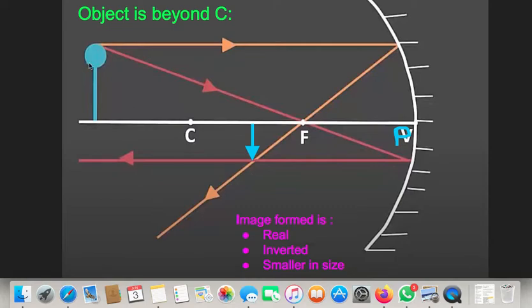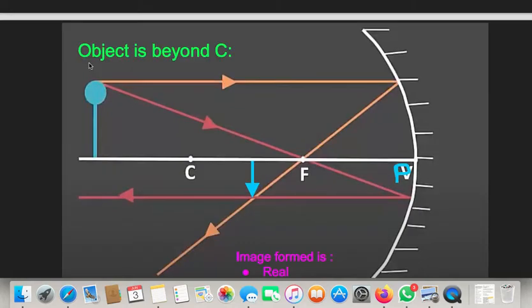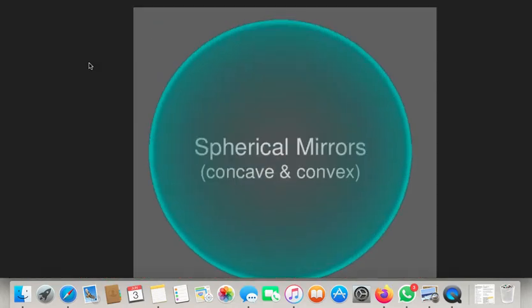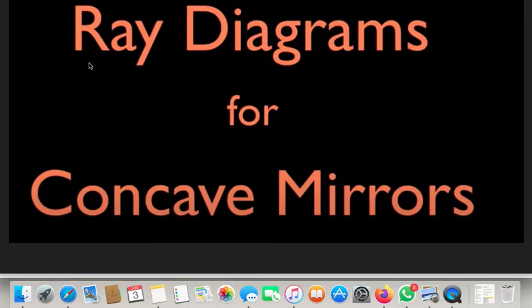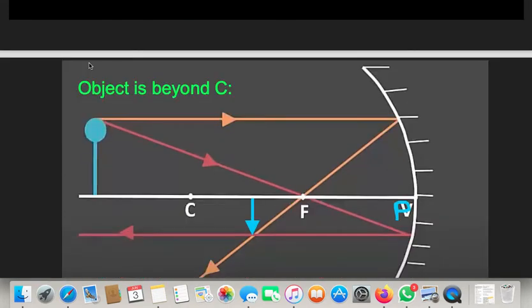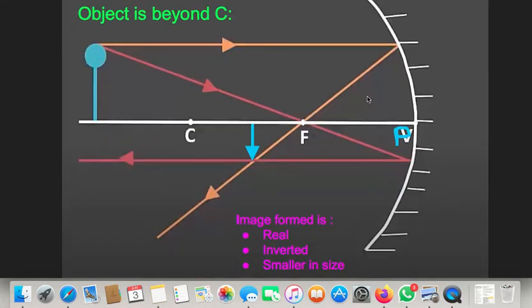So my dear students, you'll give this as the heading: spherical mirrors, concave and convex mirror. Then the next heading, ray diagrams for concave mirror, as it is from the PPT. Okay. The next, first case you will write when the object is beyond C. You'll draw this ray diagram properly.